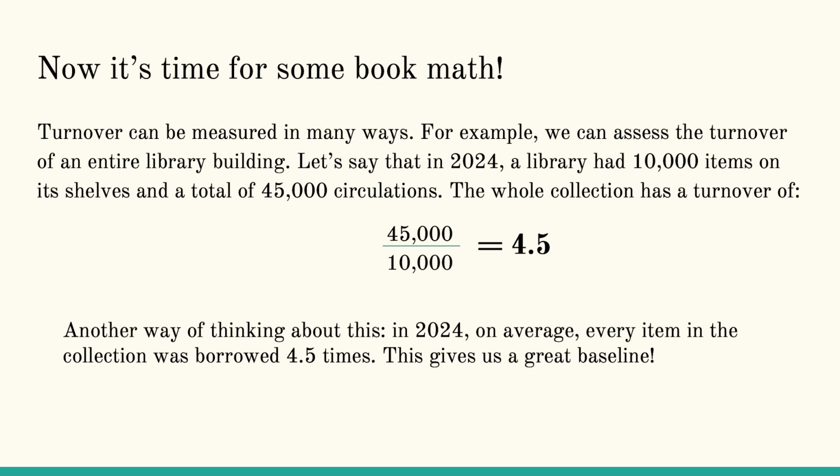Again, moving from macro to micro, let's think about how we could use this to assess how a library's collection is performing. Let's pretend in 2024, so we have a complete year of data for a library, our imaginary library had 10,000 items on its shelves and had 45,000 circulations from those items. So how would we calculate the turnover of this library? We would take the total circs, we would divide it by the total items, and we would find 4.5 is the turnover of the library.